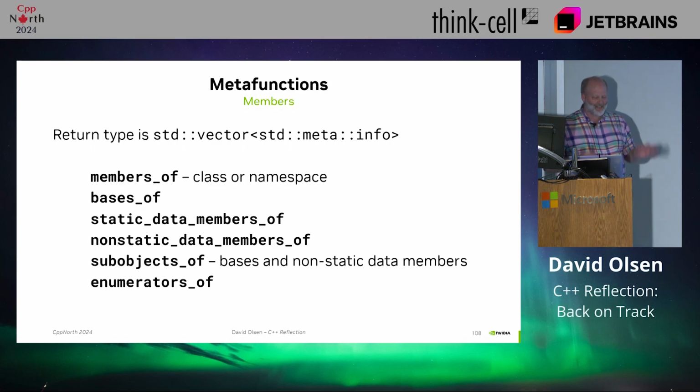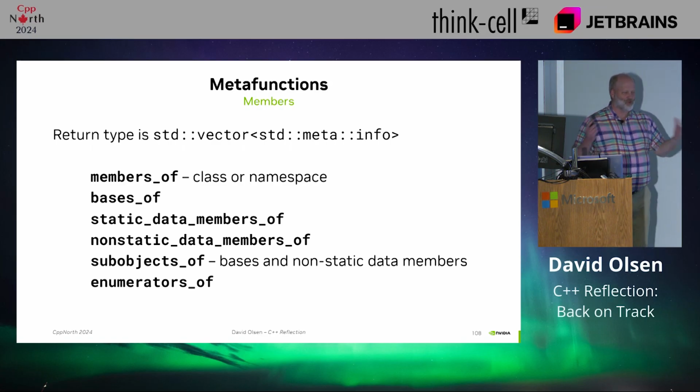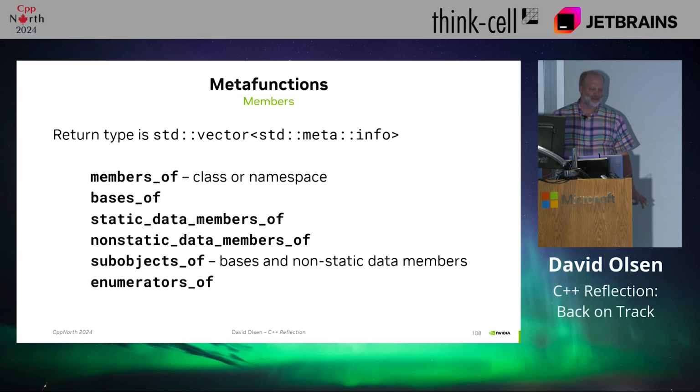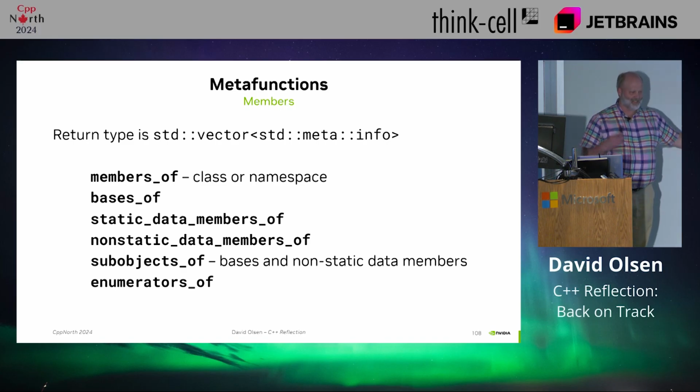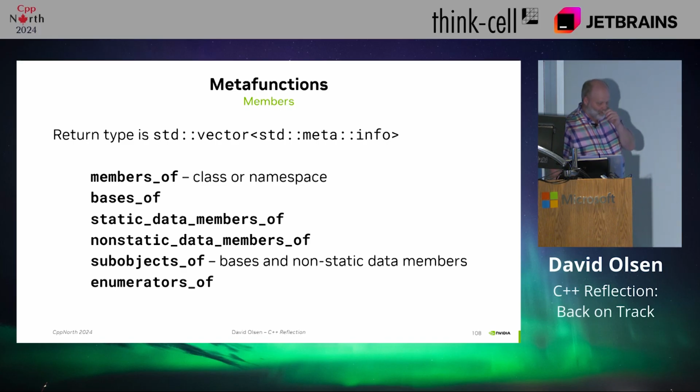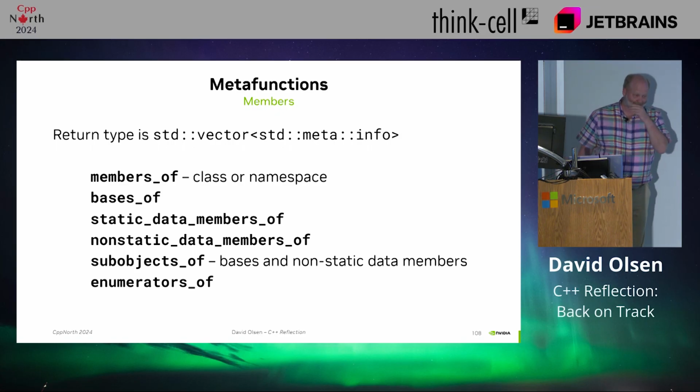And then getting the members of something, another new thing. There was no way to do this before. All the members of functions return a vector of info because it's a collection. Members of can be applied to a class or a namespace. The next four are only applicable to classes. And then the last one, enumerators of, you can only apply to enumerations, to enum types.